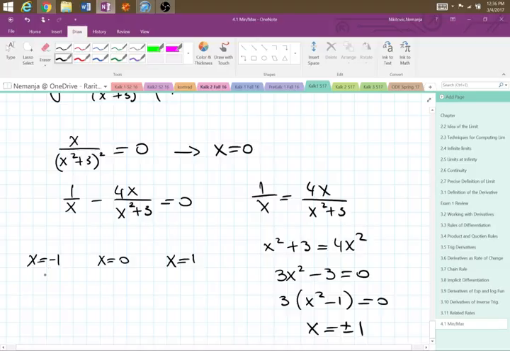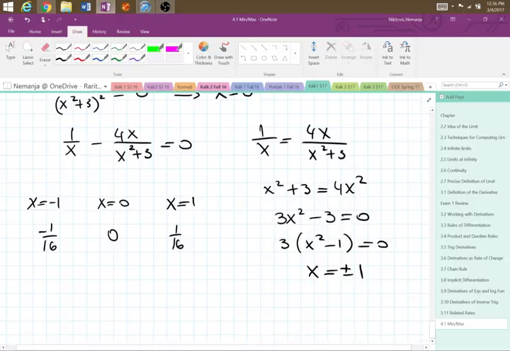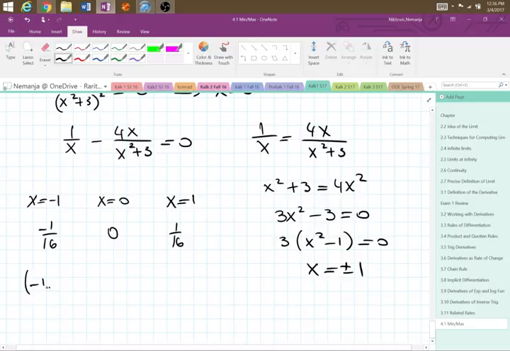So when I plug in negative 1 in the original problem, I get negative 1 over 16. When I plug in 0, I get 0. And when I plug in 1, I also get negative 1 over 16, or positive 1 over 16. So I have 3 points so far: -1, -1/16; 0, 0; and 1, 1/16.